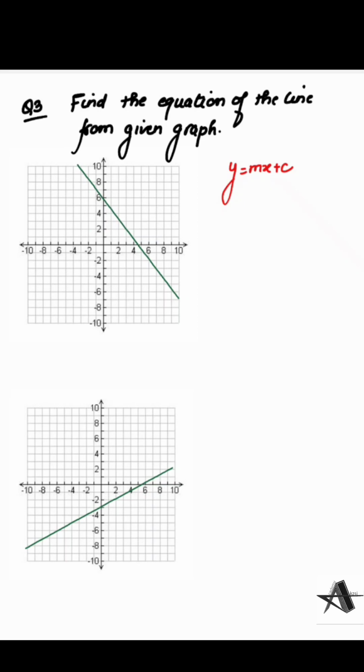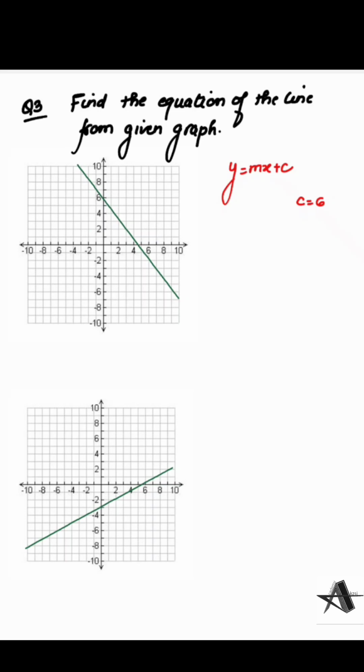So we have to calculate only two values. We have to calculate the gradient and y-intercept. Y-intercept is very easy to calculate because you can clearly see it's cutting at 6. So C would be 6. If you're not aware of the theory, I have already made the theory. You can just go back and see that one. The theory is straight line equations and graph theory.